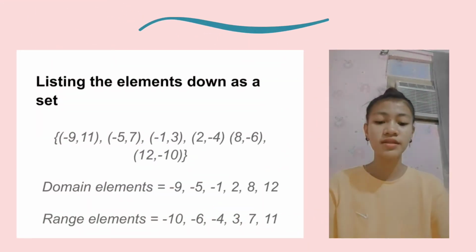Listing the elements down as a set. Set elements: negative 9 and 11, negative 5 and 7, negative 1 and 3, 2 and negative 4, 8 and negative 6, 12 and negative 10. Domain elements equal negative 9, negative 5, negative 1, 2, 8, and 12. Range elements equal negative 10, negative 6, negative 4, 3, 7, and 11.